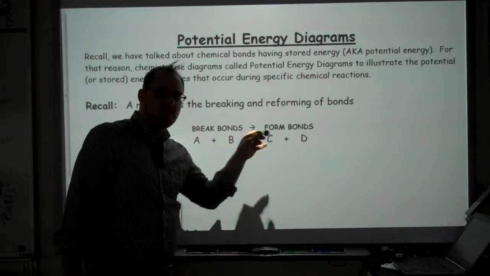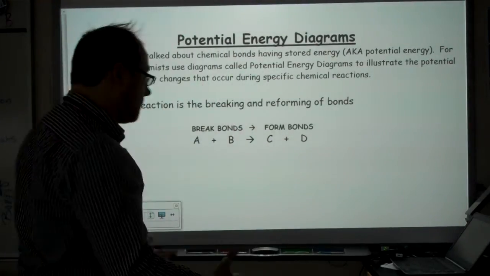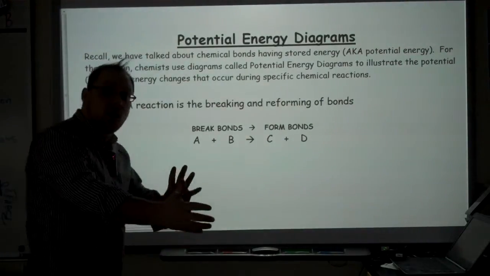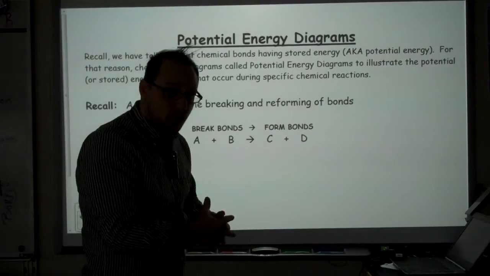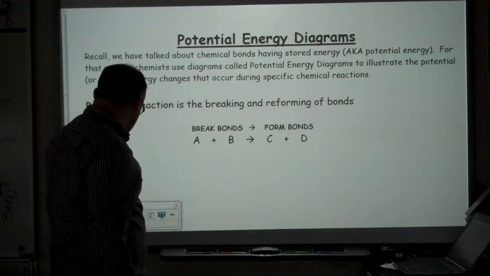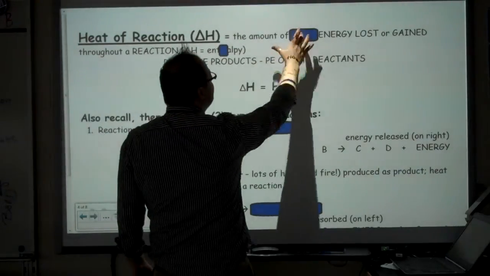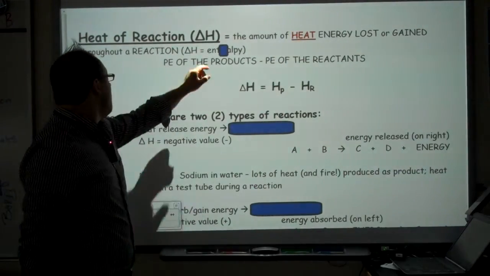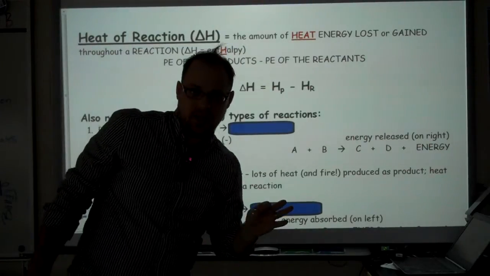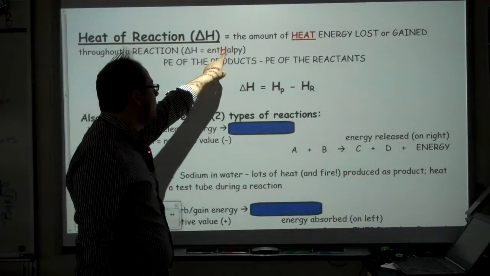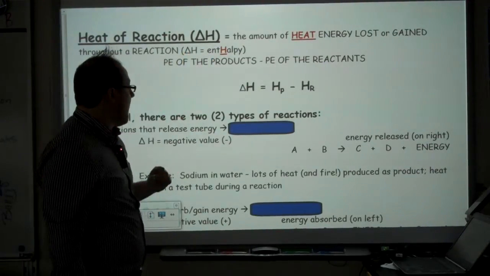So the making and breaking of bonds is tracked in this graphical method in a potential energy diagram. And bonds take energy to break and release energy when they form. So energy changes during a reaction. So the heat of reaction is the amount of heat energy lost or gained throughout a reaction. Delta H is something we call enthalpy. Enthalpy, it's got an H in it. Delta H, enthalpy, it's heat. So the change in heat of the reaction.